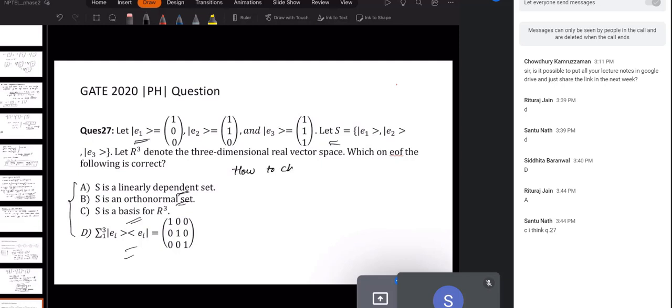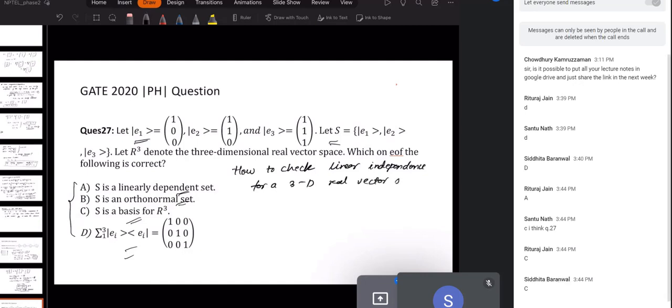So I will just say how to check linear independence for a three-dimensional real vector space. Here we have a three-dimensional real vector space.